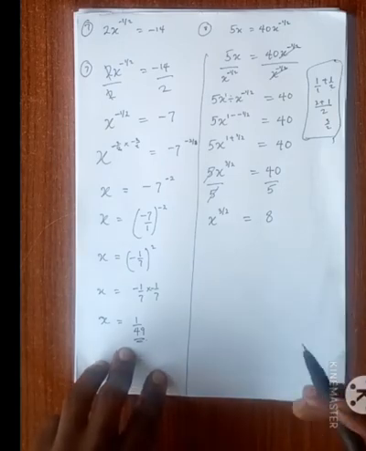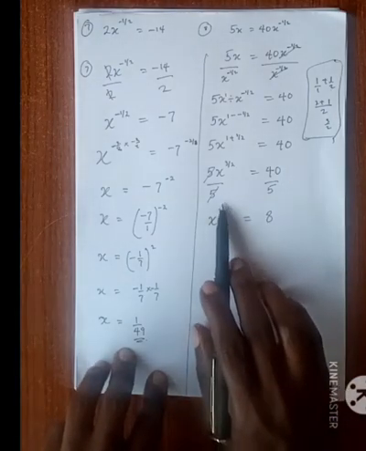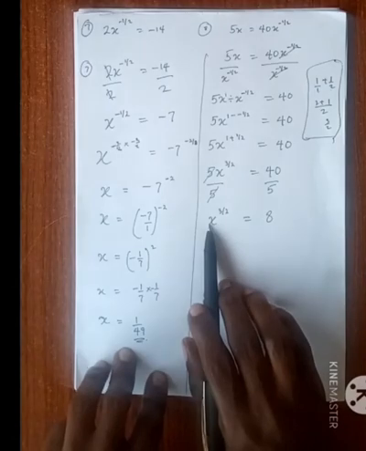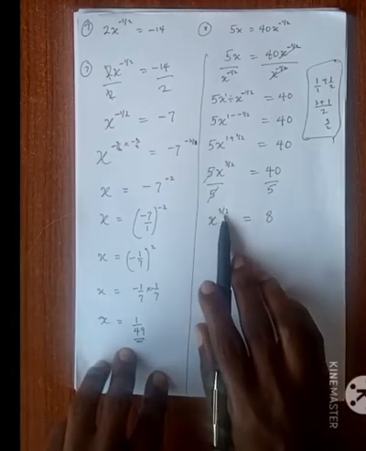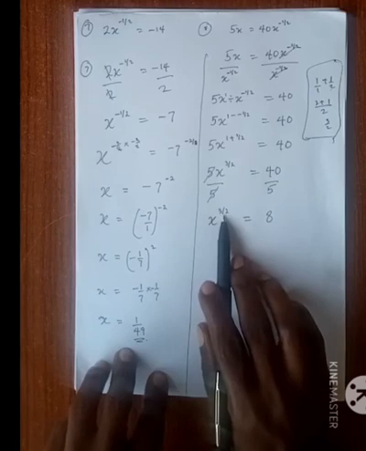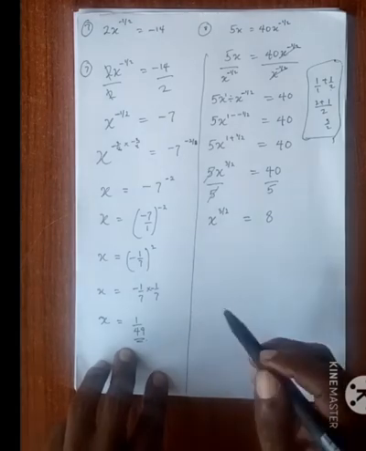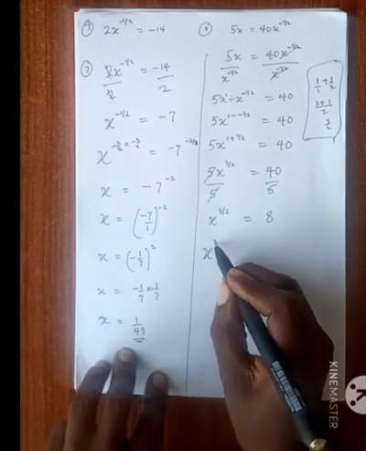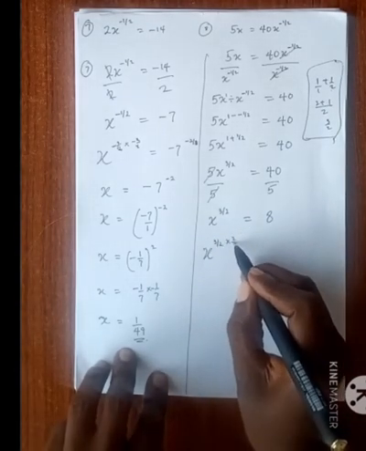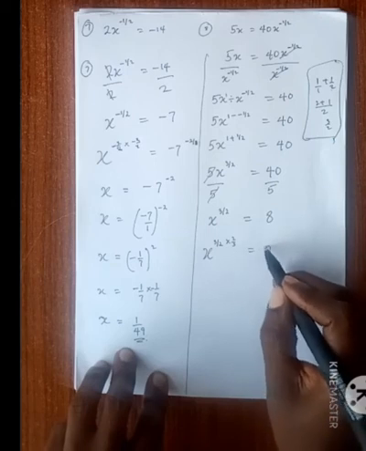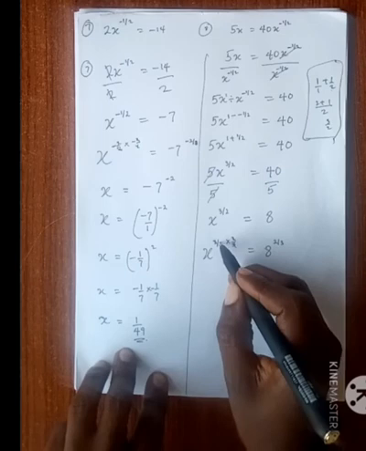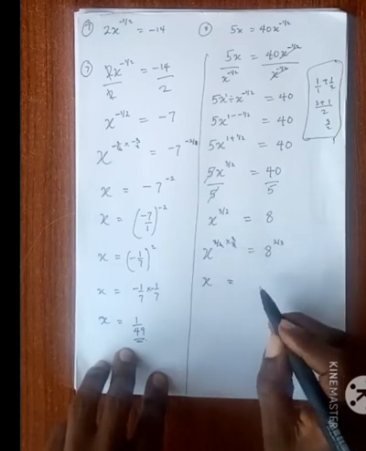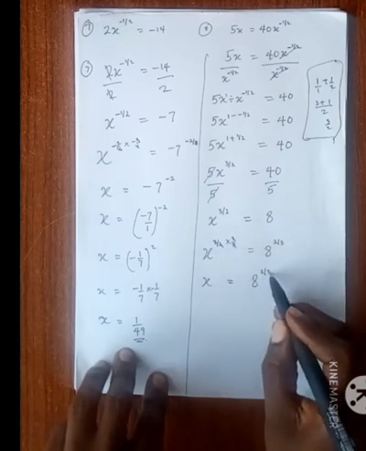8. Now we want to remove the power in order to arrive at the value of x. Doing that means I will introduce to this power its opposite, its inverse. So that becomes x raised to power 3 over 2 times 2 over 3 is equal to 8 raised to power 2 over 3. So 3 cancels 3, 2 cancels 2. So x now is equal to 8 raised to power 2 over 3.